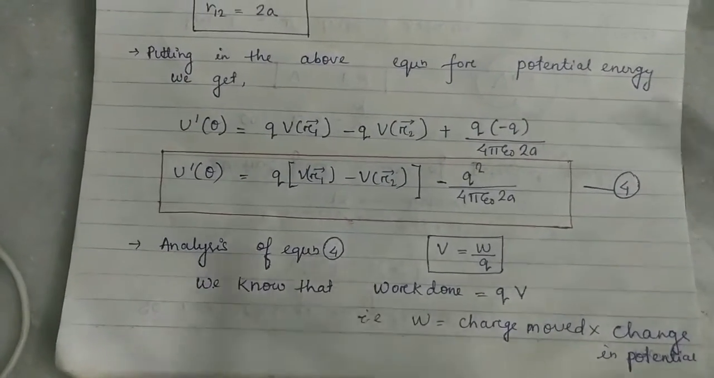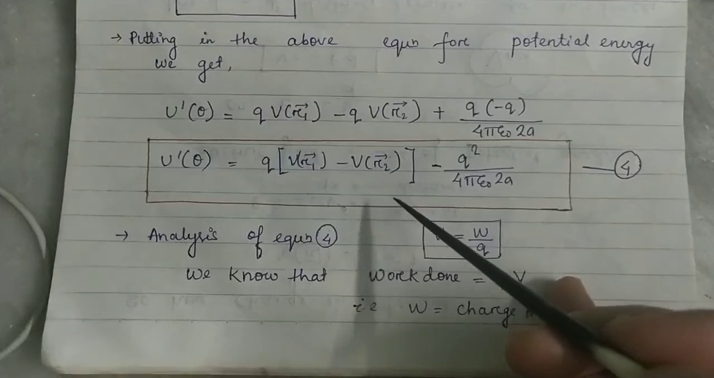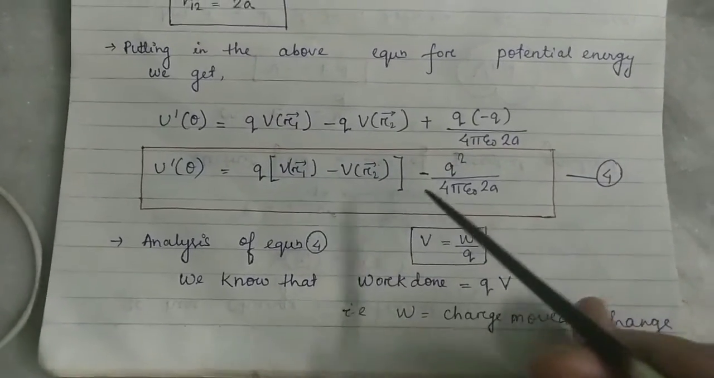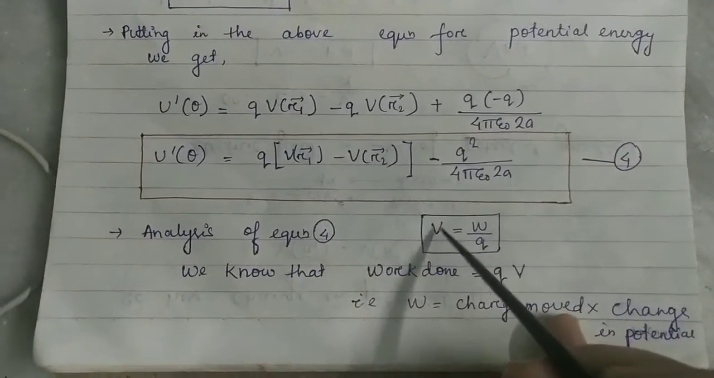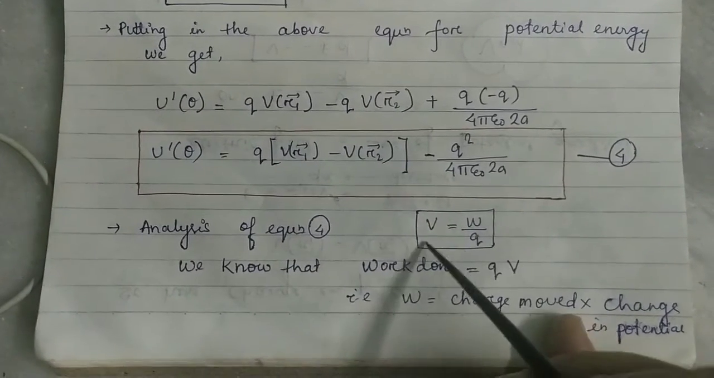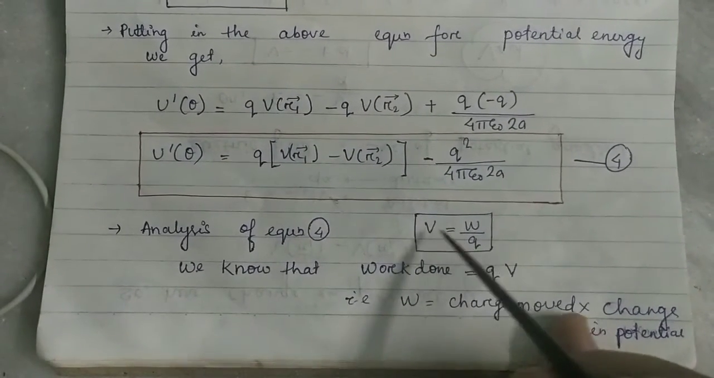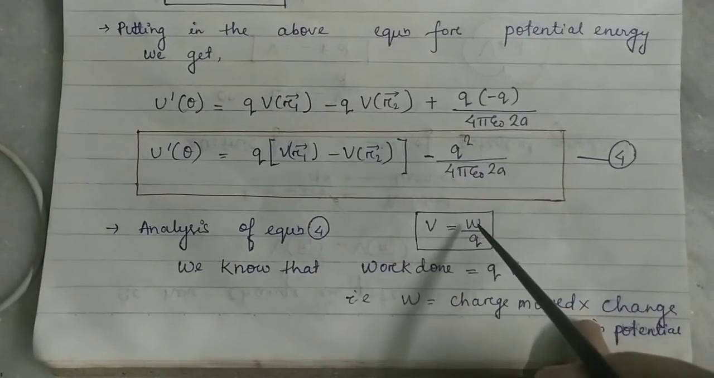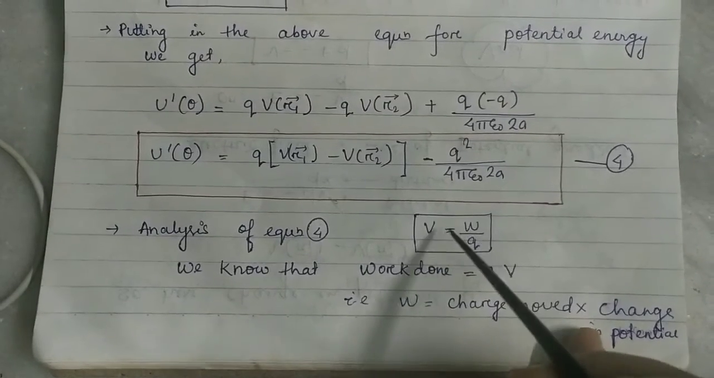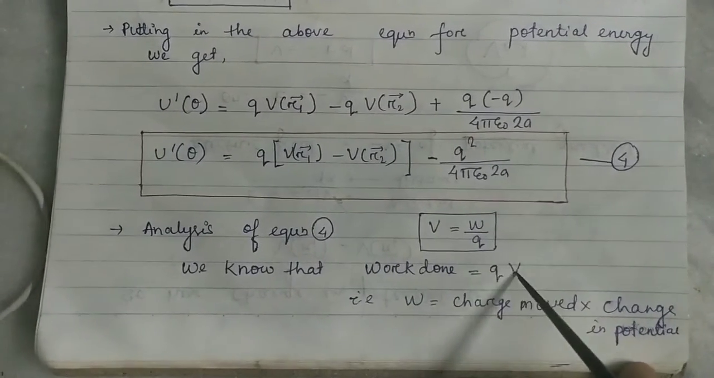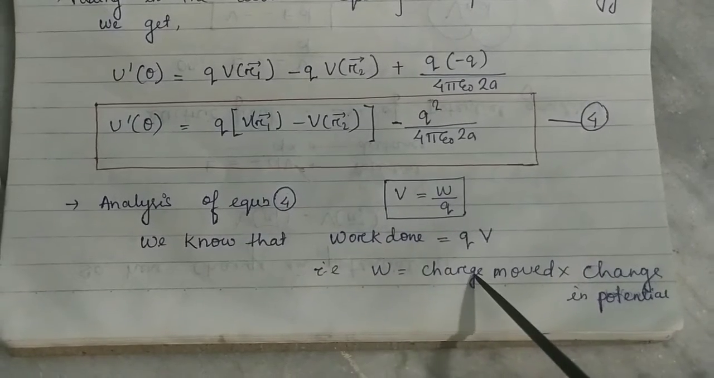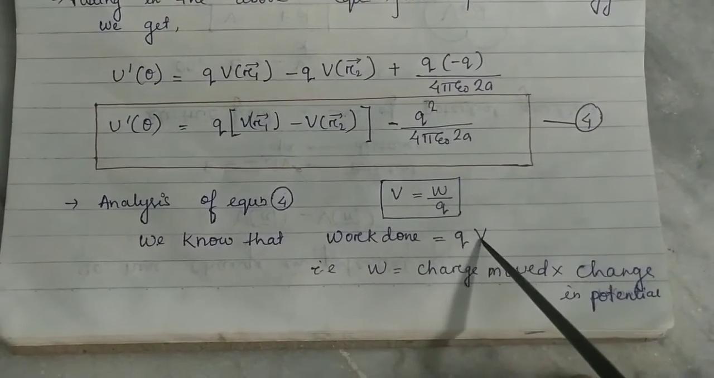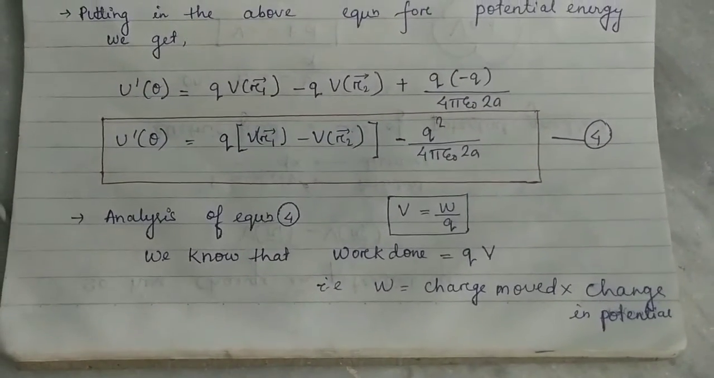Now we will analyze this equation. It is the final expression. This is very important. Analyze equation number 4. Now we already know that V equal to W by Q. In the last video I told you how to remember this formula. It is easy. So V equal to W by Q, or work done equal to Q into V. What is Q here? Q is the charge which is moved from infinity to that point.